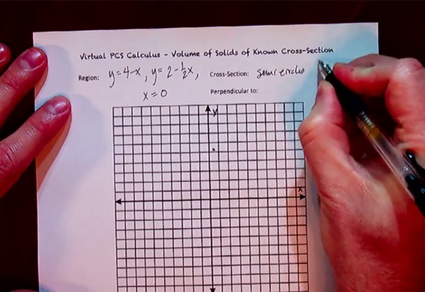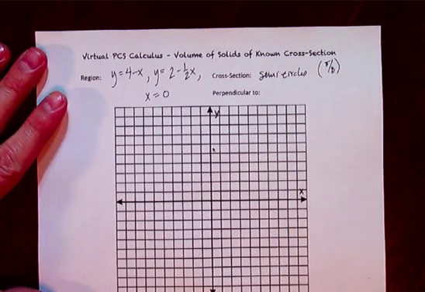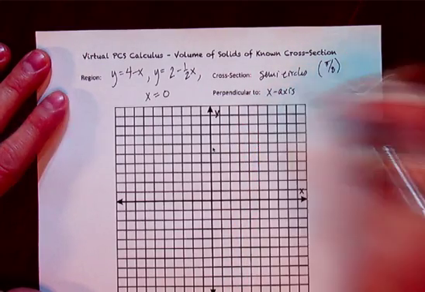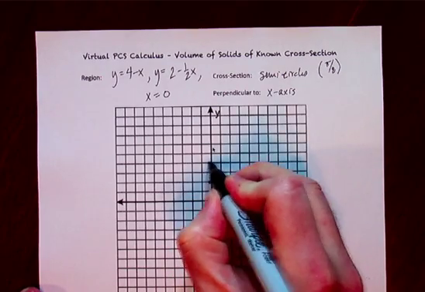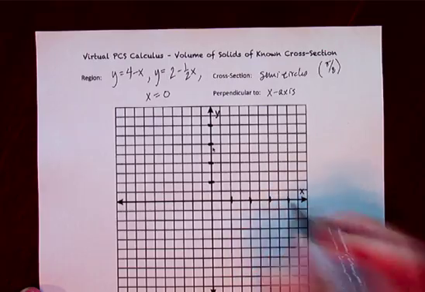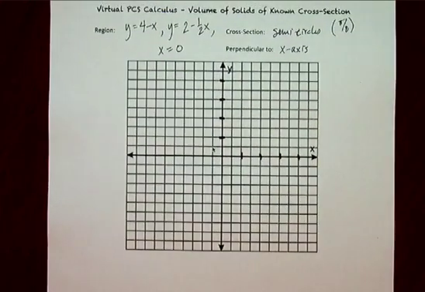Semicircles, of course, have that pi over 8 constant that sits out in front. I'm going to be going perpendicular to the x-axis. Again, let's go ahead and scale it the way that we are used to scaling it when we have no reason to do otherwise. Every 2 boxes is 1 unit. That means our Cartesian plane goes from -5 to 5, -5 to 5.